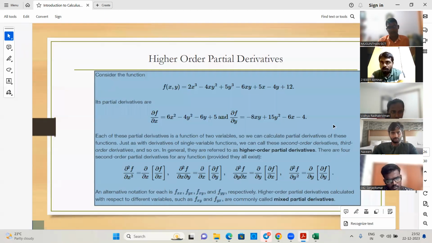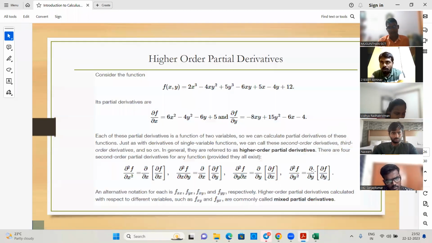So I essentially have 4 different combinations for partial derivatives of order 2. The way we represent that, for convenience, is ∂²f/∂x². That means you've already taken ∂f/∂x and you do another partial derivative on top of that.